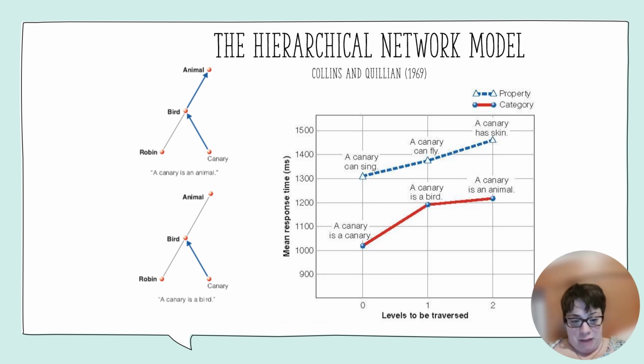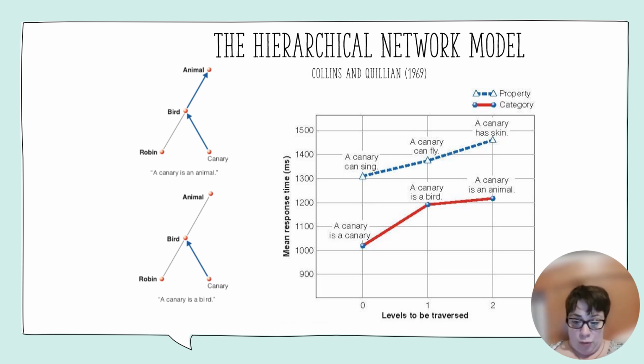And then if I were to ask you, is a canary an animal? You would have to start at the canary node, travel up to the bird node, and then travel up from the bird node to the animal node. So that would require you to traverse two levels. If we look at reaction time on the y-axis, we see that reaction time is directly linearly related to the number of levels you have to travel.